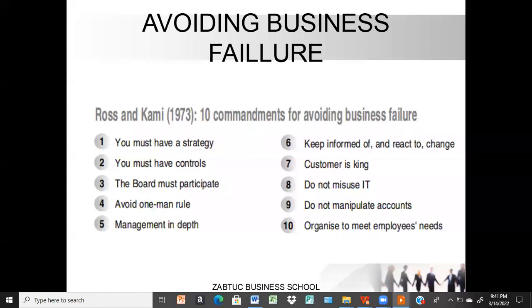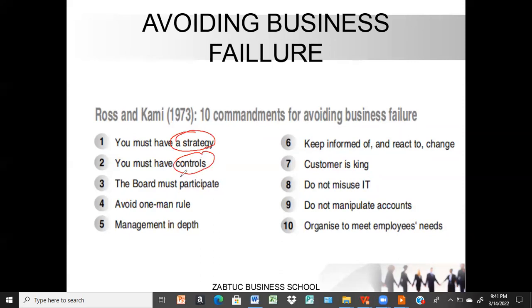How can you avoid business failure in the first place? Well, there are some 10 commandments here. But if you want to avoid failure in the first place, what do we propose? What we propose is that you must have a strategy in place. You formulate a strategy all the time, have a long-term plan in place.